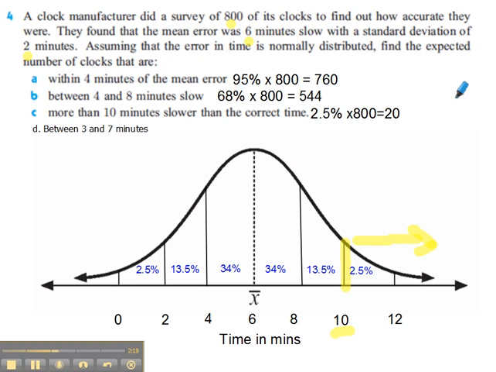Have a look at this last one over here. This one is a bit different because it says between 3 and 7 minutes. Now 3 minutes is somewhere in here, 7 minutes is somewhere in there. So you don't really know the area under the curve. We don't know what percentages we're working with. So that's when you can use the graphic calculator.